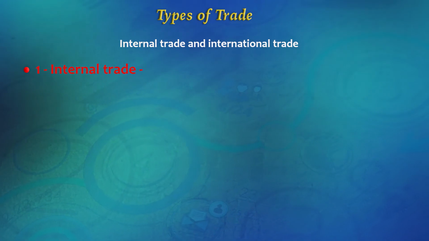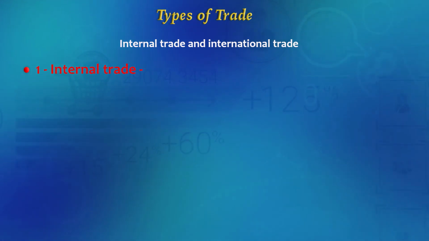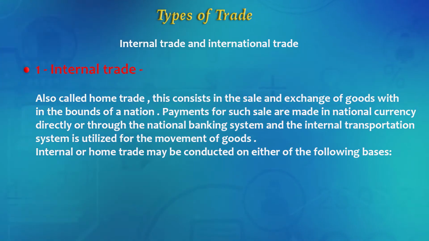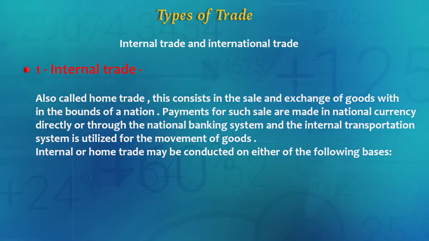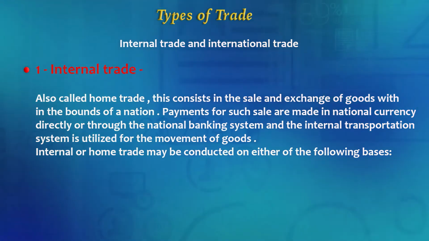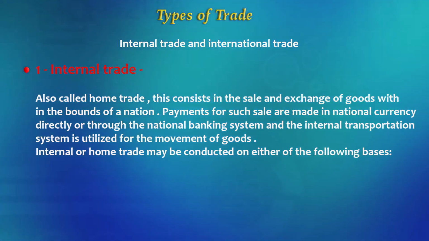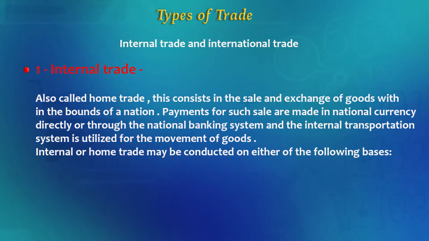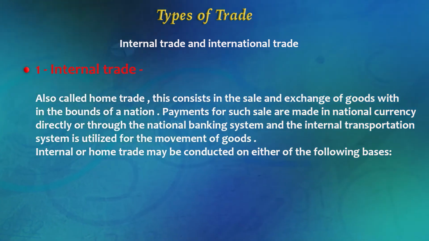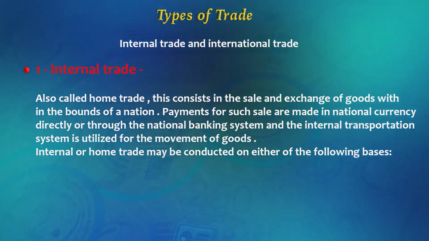Types of trade. Trade may be classified broadly into two groups: internal trade and international trade. Internal trade is also called home trade. This consists in the sale and exchange of goods within the boundaries of a nation. Payments for such sale are made in national currency, directly or through the national banking system, and the internal transportation system is utilized for the movement of goods.